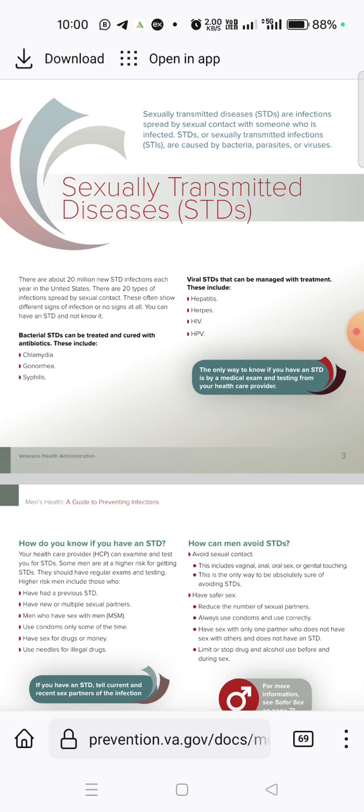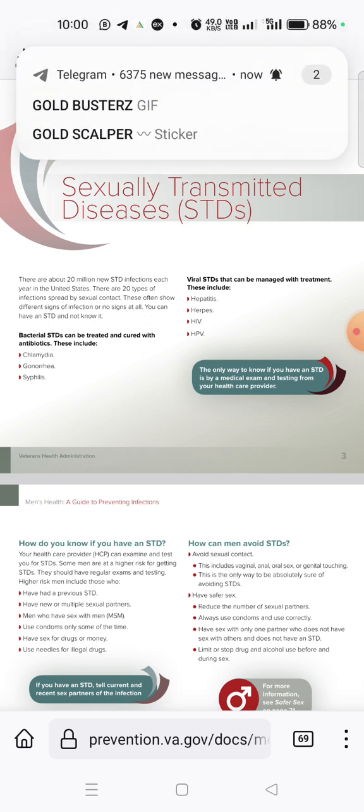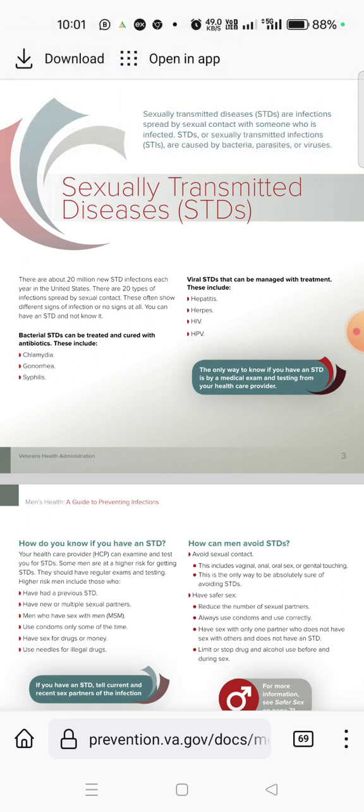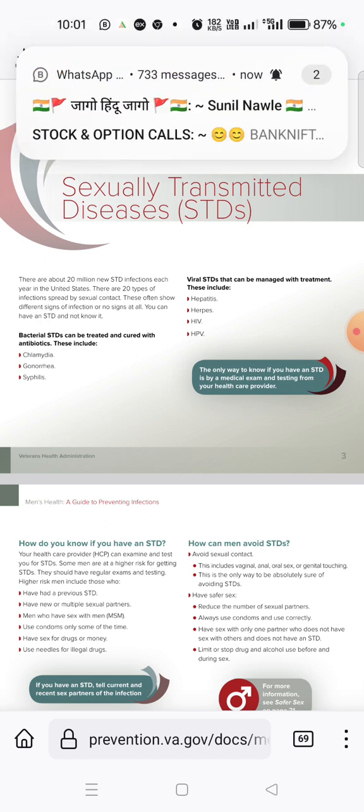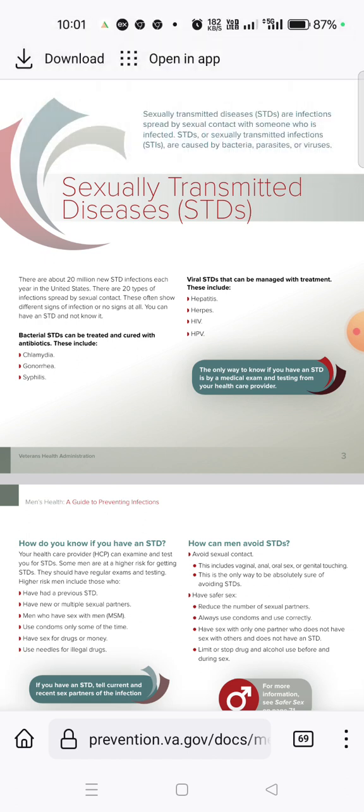These often show different signs of infection, or no sign at all. You can have an STD and not know it. If a patient is suffering from a sexually transmitted disease, some patients do not show any signs and symptoms of the disease at all. You can have an STD and not know it.